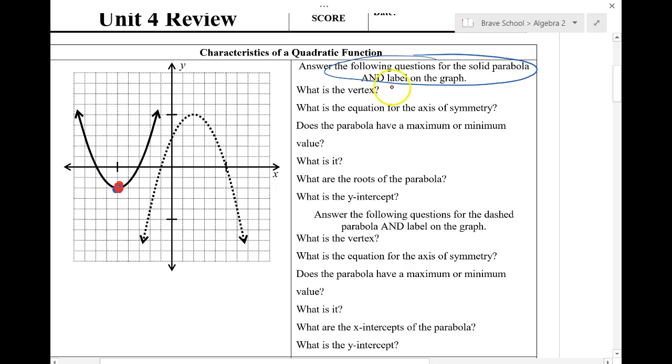Okay, that point. So a vertex is both an x and a y value. So that's what you need to tell me. So that would be -5 and -2. Okay, that's where that point is.